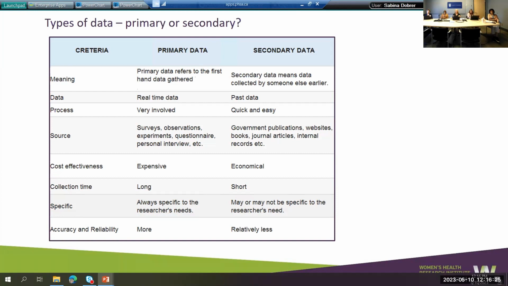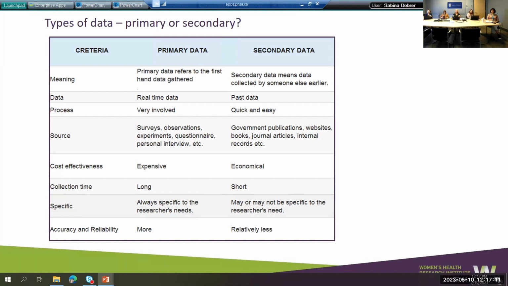But the problem with this data is that it's not necessarily specific to what we want. Usually there are some variables that can help us answer our question, but they're not exactly what we want, so we will need to use a proxy or adjust our research to fit the data sources. Primary data is something we collect. We plan it, we collect the data, and we have more power over what we're collecting. It's usually real-time data, and we're very involved in the process of data collecting and planning. Primary data is usually surveys, observations, experiments, different questionnaires, personal interviews.